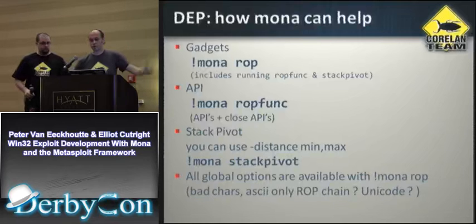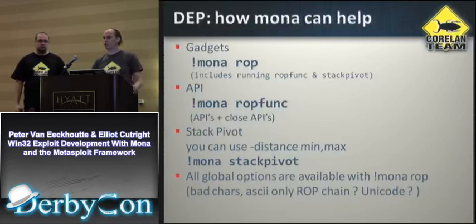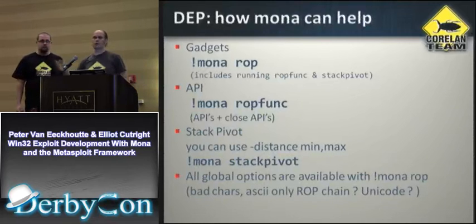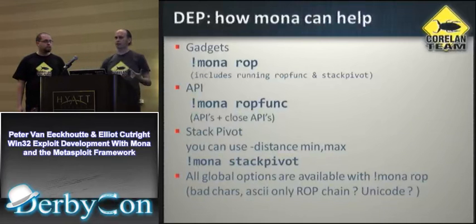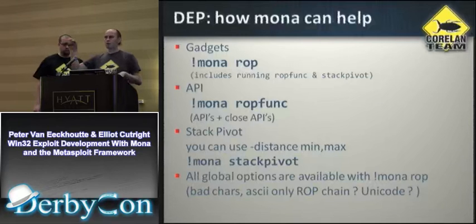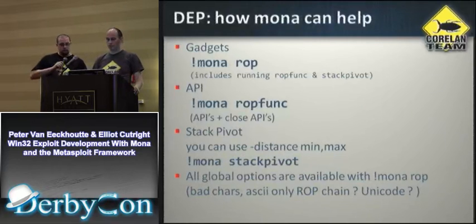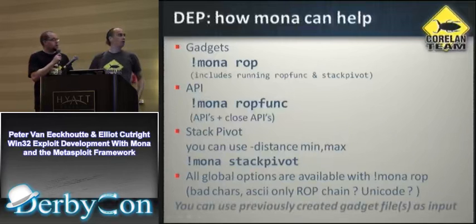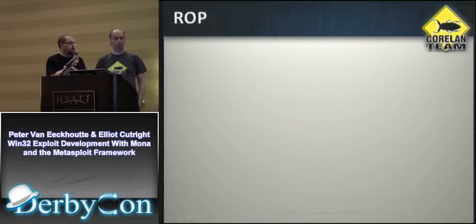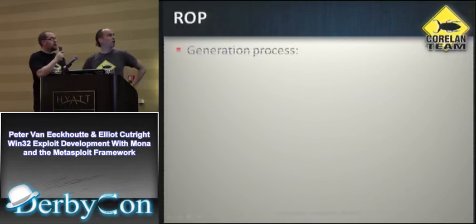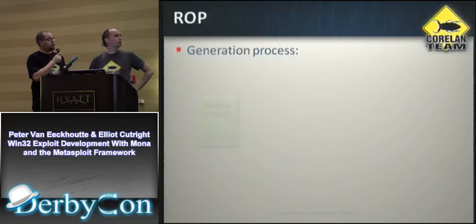And of course, you can still use the Mona global options. So if you know that 00, 0A, 0D are bad characters, you could just type mona rop -cpb, criteria pointer bad characters. You specify your bad characters, and it's only going to return pointers that don't contain those bad characters. You can also use previously created results if they're in your log file. It can search that. So this is the generic process for creating ROP.